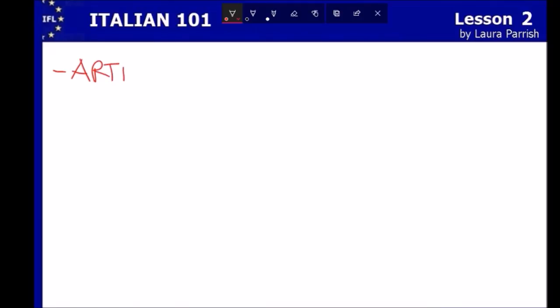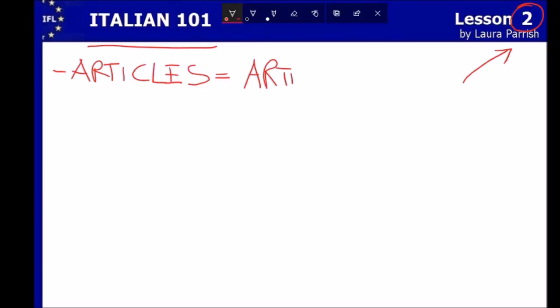This is lesson number 2. Here it is, on the top of class 101. You can see it here. Okay, articles, in Italian spelled articoli.